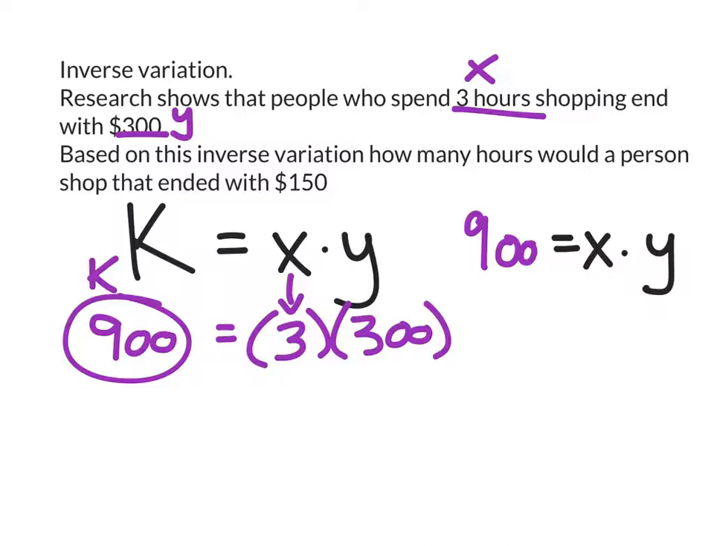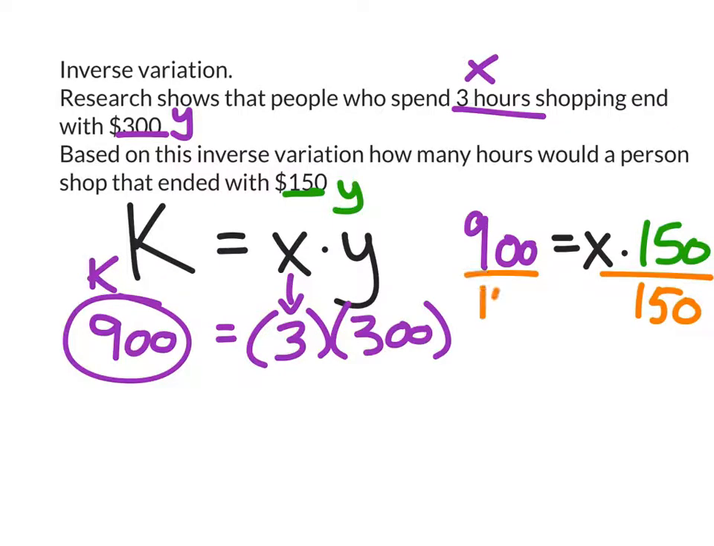But the $150, again, would be a Y value, since dollars is Y. So I replace the Y value with 150. And this creates an equation that we just need to solve at this point by dividing both sides by 150 so that it becomes a phantom 1 right there. And yeah, I don't know what 900 divided by 150 is. It's actually going to be a decent number, I think. 6.